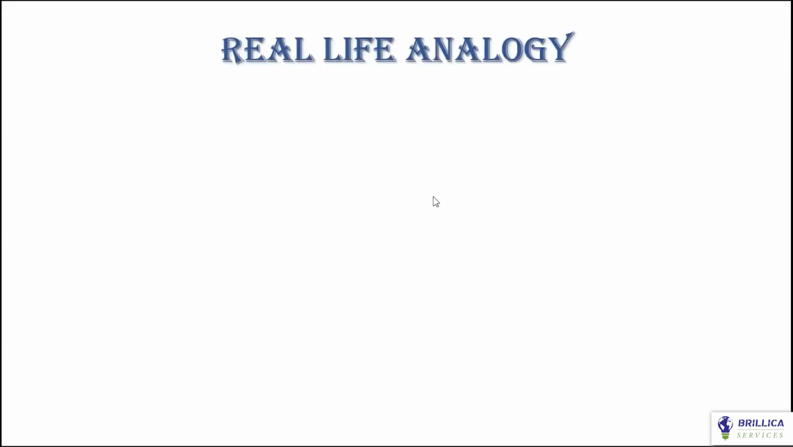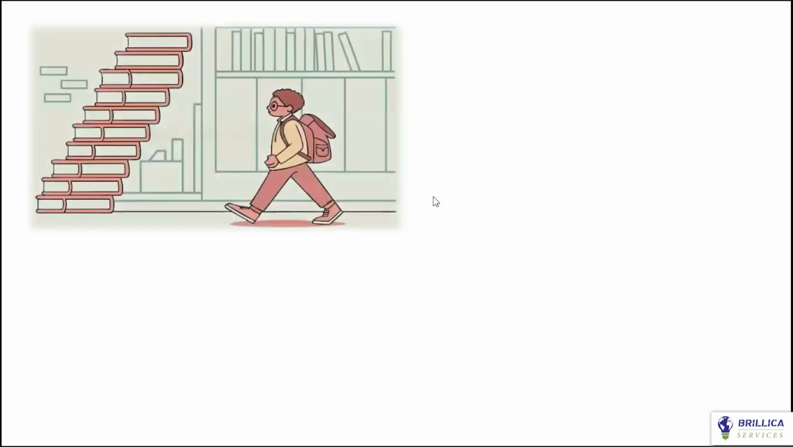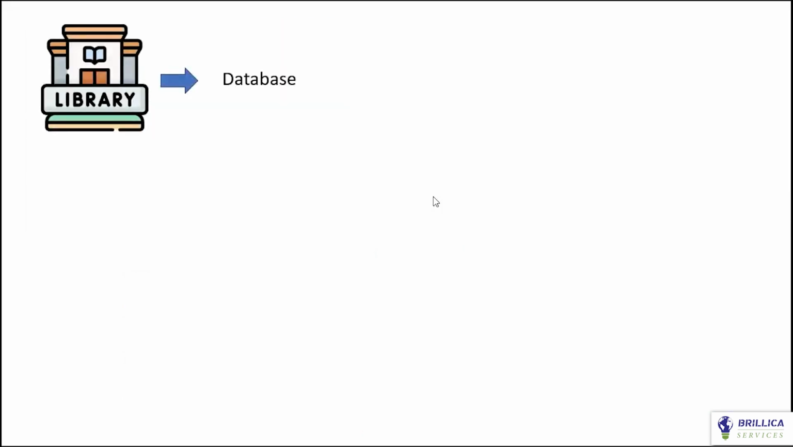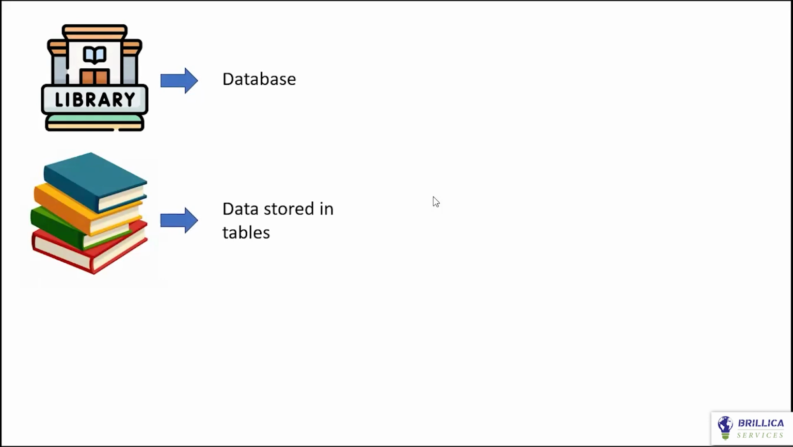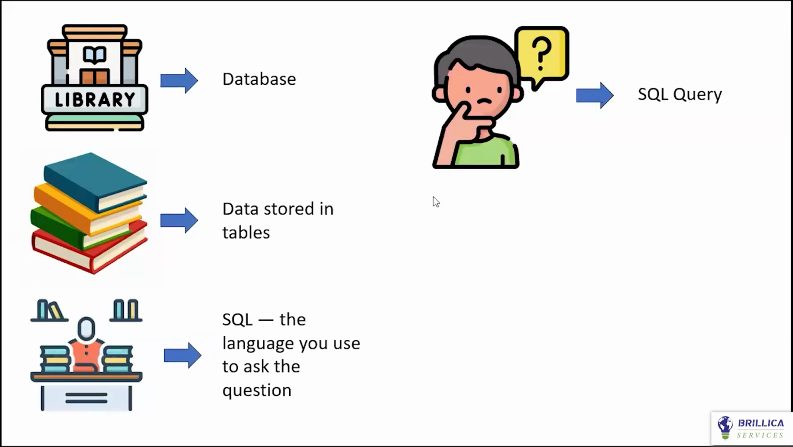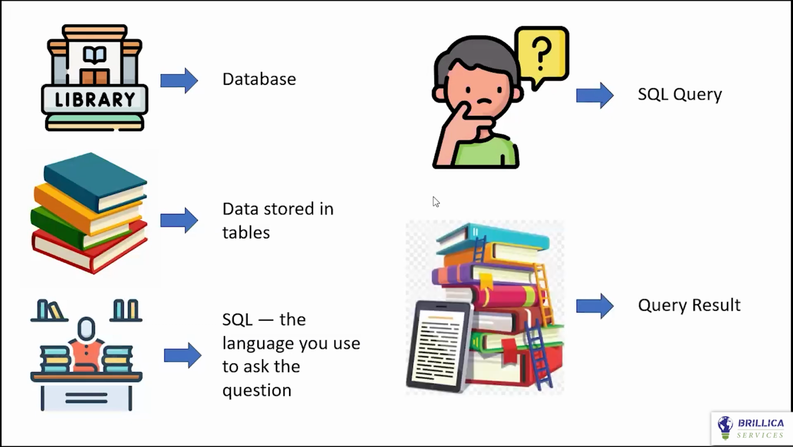Let's understand SQL with a real life analogy. Say you walk into a library and ask the librarian, "Can you give me a list of books written by Dan Brown?" Now let's map this real life analogy to SQL. Your library is the database. The books stored in that library are the data stored in the tables. The librarian is the SQL language you use to ask questions, and your question is the SQL query. And the result of the query, the list of all the books you get, is your query result.